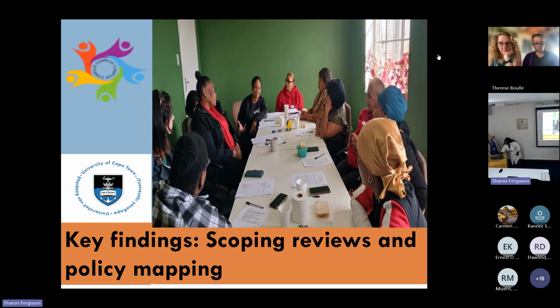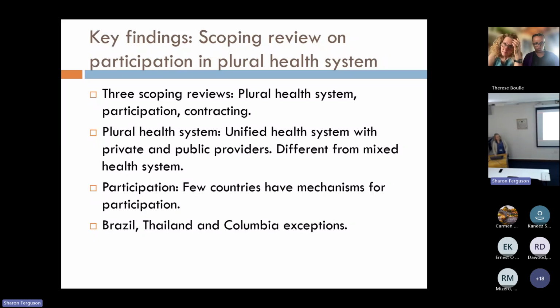So I will start talking about some of the first steps in this project, and I'm just getting instructions on how to work the computer. And that is some key findings from some scoping reviews we did and some policy mapping looking at which space participation has in the national health insurance.